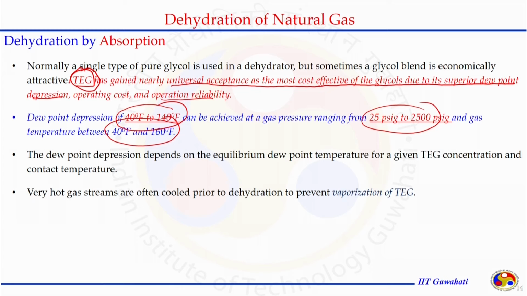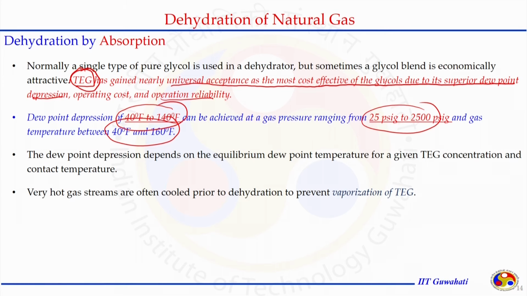We cannot expose it to a higher temperature, because in that case the degradation of glycol may happen, and when the glycol is getting degraded, certain chemicals may get formed and those will contaminate the entire operation. So, we should not exceed or expose it to a very high temperature, but within this operating condition we can achieve significant dew point depression.